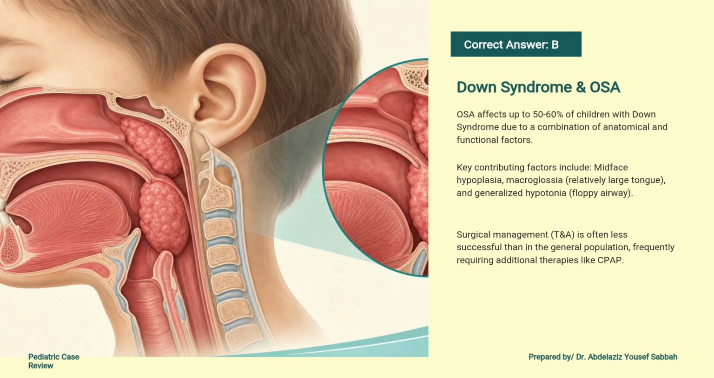The high prevalence is driven by a combination of anatomical and functional factors: midface hypoplasia, a relatively large tongue causing macroglossia, a small upper airway, and generalized hypotonia that produces a floppy, collapsible airway during sleep. Adenotonsillar hypertrophy still contributes, but it is rarely the only factor. As a result, adenotonsillectomy alone is less successful in this population, and many children also need continuous positive airway pressure or other adjunctive therapies.